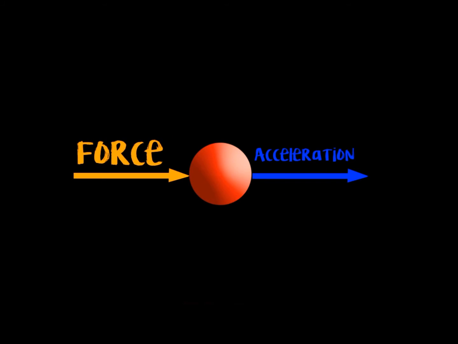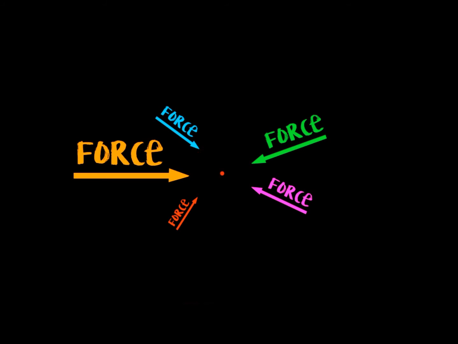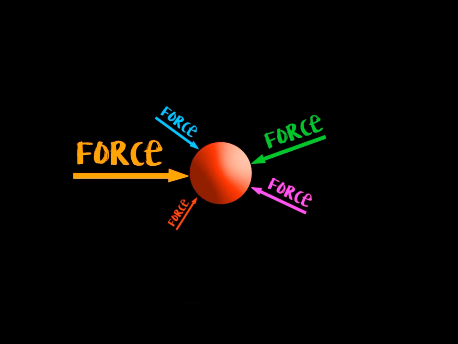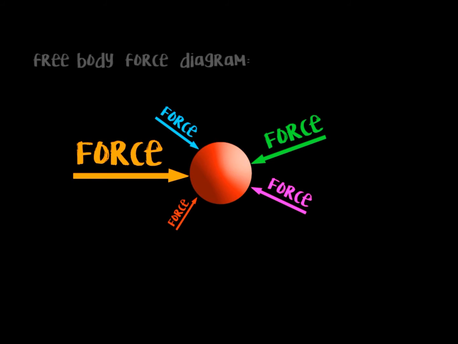But usually in real life we have more than one force acting on objects. And it is not always so easy to see what will happen to the object. But when we add the force vectors, we can find out the resulting force and acceleration. Physicists often draw free body force diagrams to find out all the forces that act on a body. If you forget to put in a force vector, you will get the wrong result.